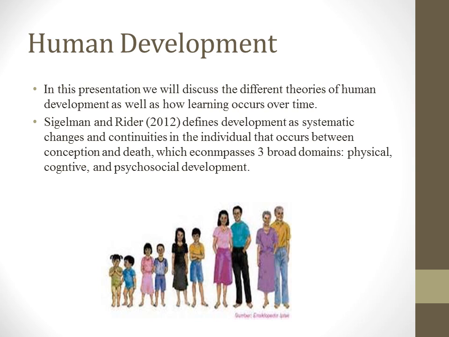Siegmund and Ryder define development as systematic changes and continuities in the individual that occur between conception and death, which encompasses three broad domains: physical, cognitive, and psychosocial development.